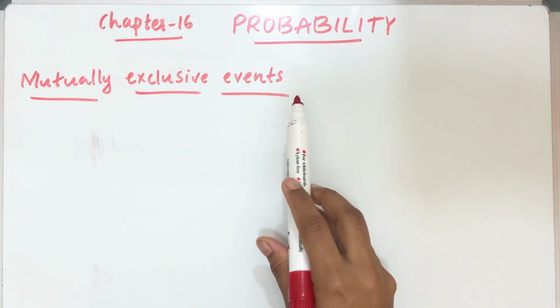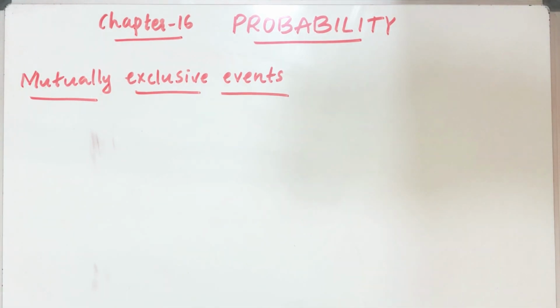Mutually exclusive events. Two events are said to be mutually exclusive if they cannot occur simultaneously. That is, if one event occurred, then the other one cannot occur. That is, their intersection will be empty. If A and B are two events, then A intersection B is equal to empty, disjoint in case of mutually exclusive events.